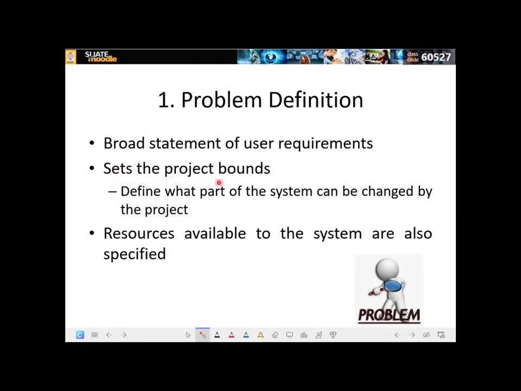Then it sets the project bounds. Define what part of the system can be changed by the project. Right. Now we have to launch a project. Why are we going to do a project? The project is to develop a computer system, an information system. First of all, we have to identify what kind of problem there is with the system. If it is a manual system, a lot of problems are there: generating errors, duplicating documents, and taking a lot of time to complete the task.